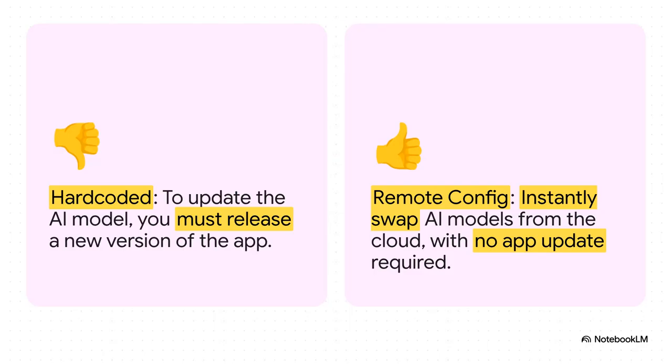I mean, the difference here is just night and day. If you hard code the model name, your app breaks the second that model gets an update or is deprecated. But with a remote config, you can just swap in a new, better model whenever you want. For instance, the team actually switched to a better model they called Nano Banana, and they did it instantly for every single user without anyone having to download an app update. For any app using AI today, this isn't a nice to have, it's absolutely essential.